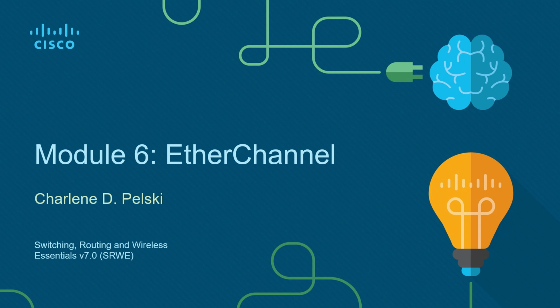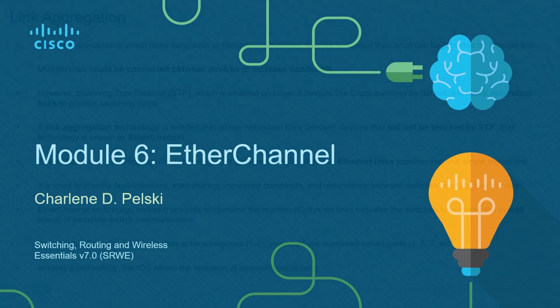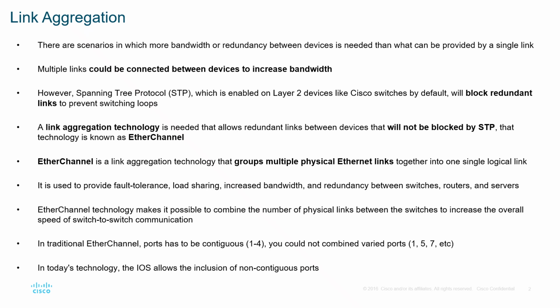So our next topic is Chapter 6 or Module 6, EtherChannel. There are scenarios in which more bandwidth or redundancy between devices is needed than what can be provided by a single link. So multiple links could be connected between devices to increase that bandwidth.